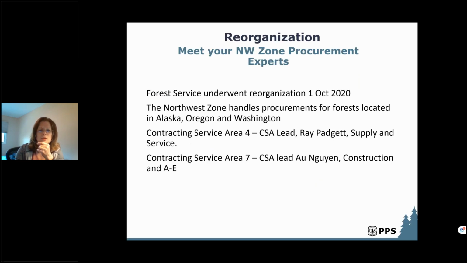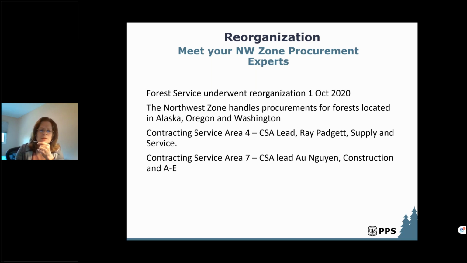So the Forest Service recently underwent a reorganization, and our new organization started on the 1st of October of this last year, 2020. We reorganized into 4 different zones. There's the East, Intermountain, Southwest, and Northwest zones. Each zone is made up of contract service areas, or you'll hear them referred to as CSAs. And each one specializes. They're either a service and supply CSA or they're a construction and AE CSA. So the contract specialists who work in those groups, that's all they work on.